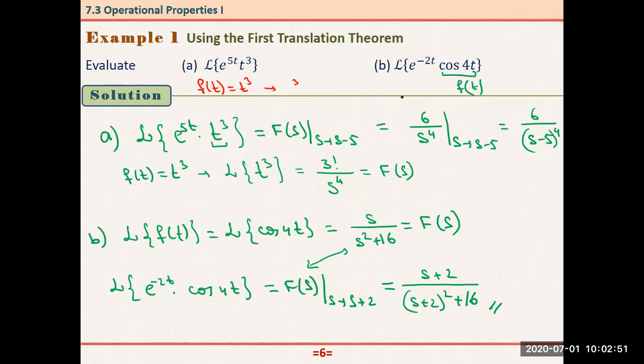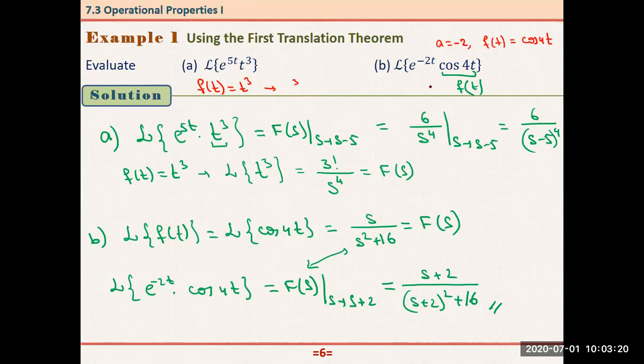How about part b? We also did this last time. Let's recap. If you first identify a, what is a here? Our a is negative 2, and our function f of t is cosine of 4t. So if you evaluate the Laplace transform of cosine of 4t, that's equal to s over s squared plus 4 squared.